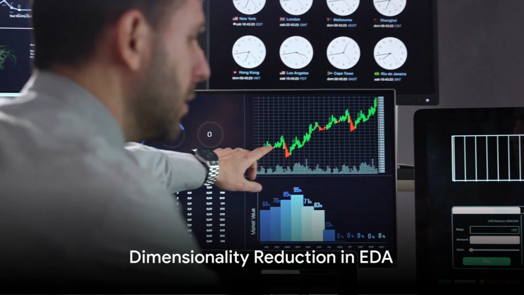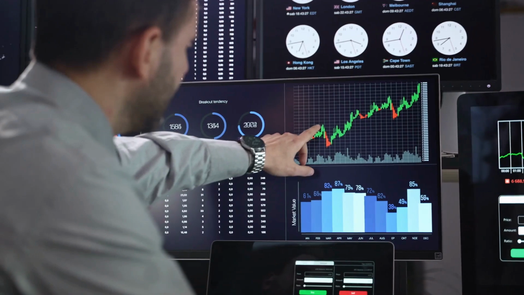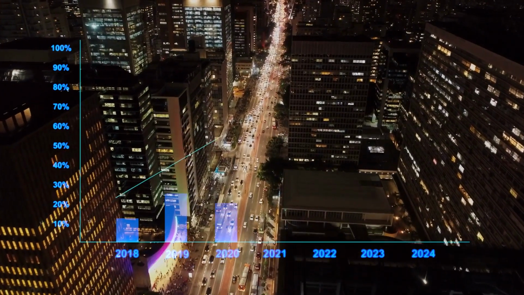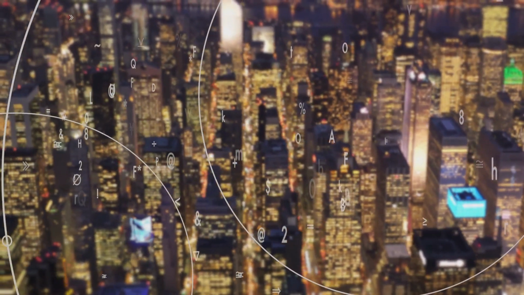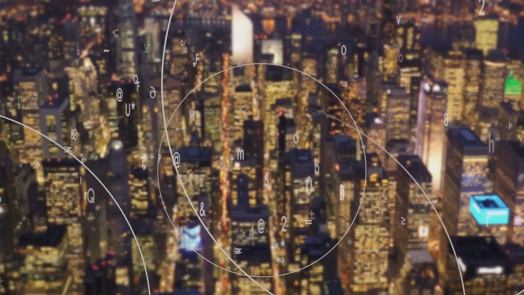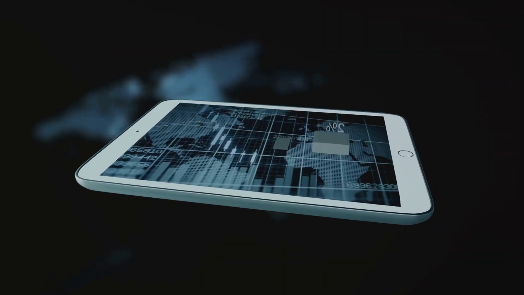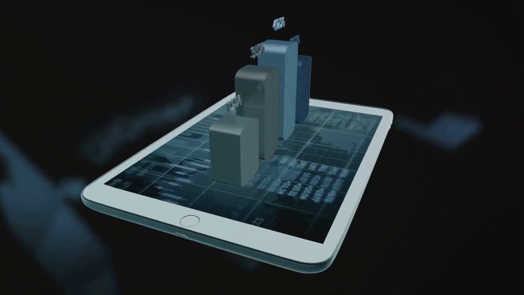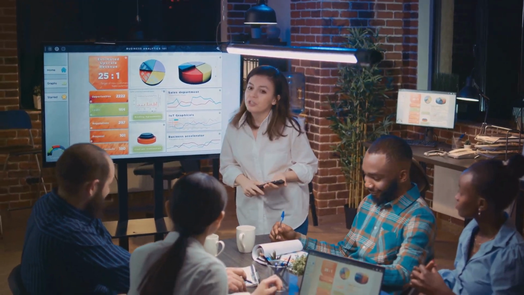The final step in EDA is dimensionality reduction. Imagine you've unearthed hundreds of artifacts. You need to find a way to categorize and simplify your findings for better understanding. Similarly, dimensionality reduction techniques help to simplify complex datasets. They reduce the number of random variables under consideration by obtaining a set of principal variables. This can make modeling the data more manageable and more meaningful.